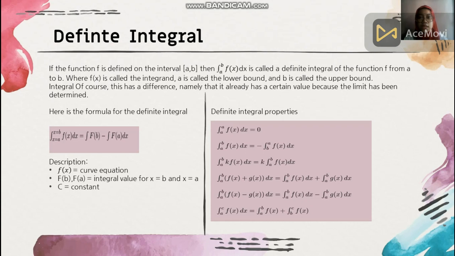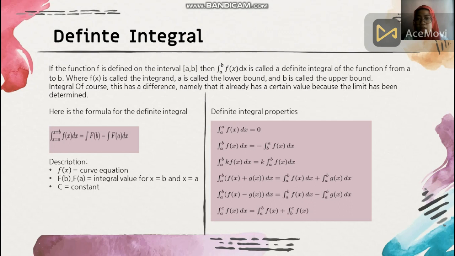Next, definite integral. If the function f is defined on the interval from a to b, then the integral from a to b of f(x) is called a definite integral of the function f from a to b, where f(x) is called the integrand, a is called the lower bound, and b is called the upper bound. This integral has a different name because it already has a certain value since the limits have been determined. Here is the formula for the definite integral.